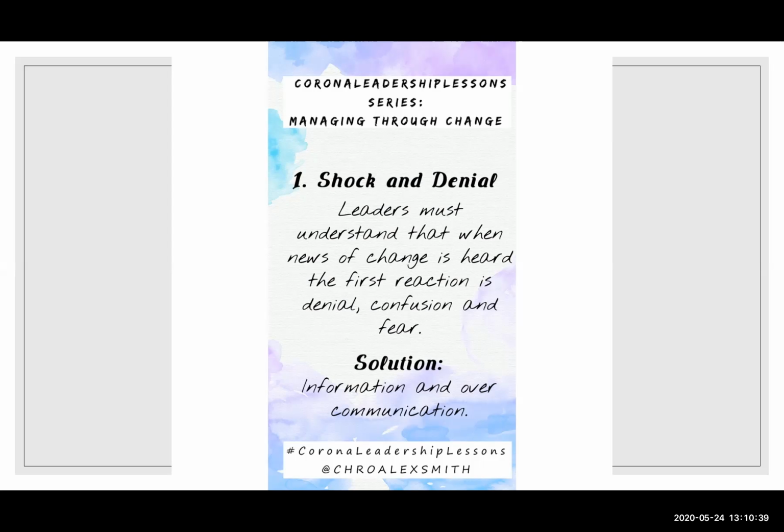As a leader, what you can do when you first give information about change is try to provide as much information as possible and really over communicate. Don't think that just one email or just one town hall is enough. Look at how you can constantly communicate with your team members about the change and why it's happening.